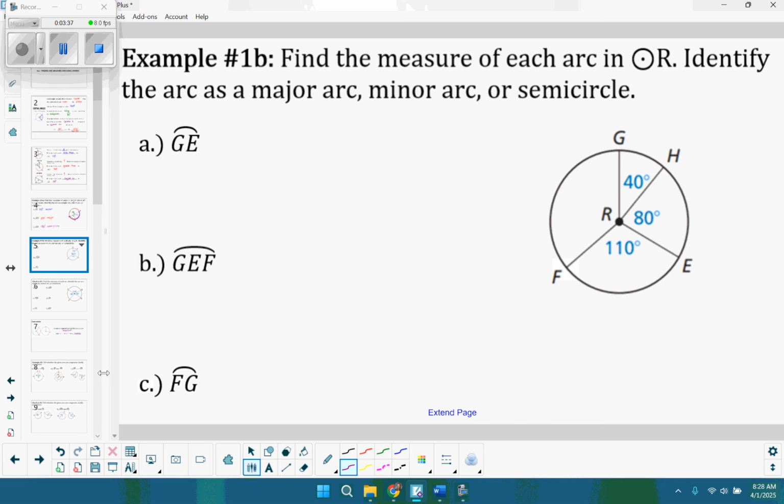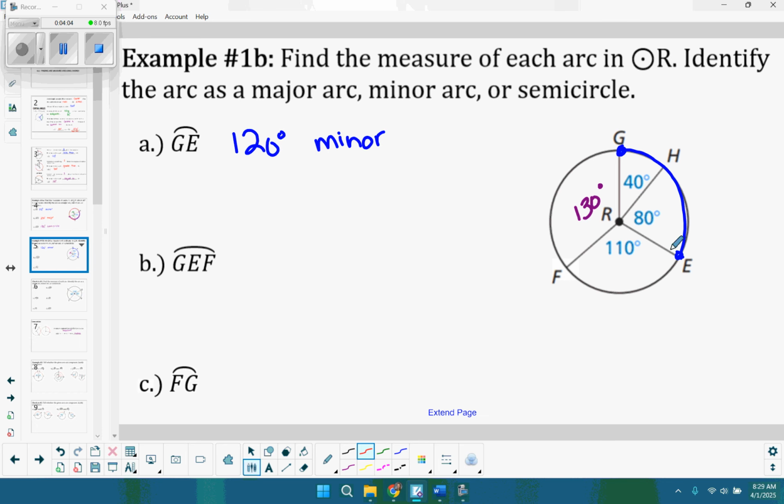With another example, same idea, but now I know three angles in the picture. I know 40, 80, and 110. So total I have 230. So taking that away from 360, I have 130 left over for that one right there. So arc GE. G to E, shortest way possible, would go this way. So that's 40 and 80 combined, which is 120 degrees, which is a minor arc.